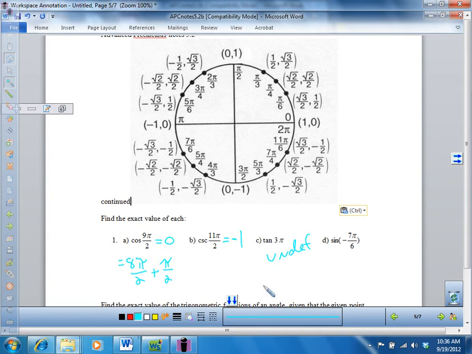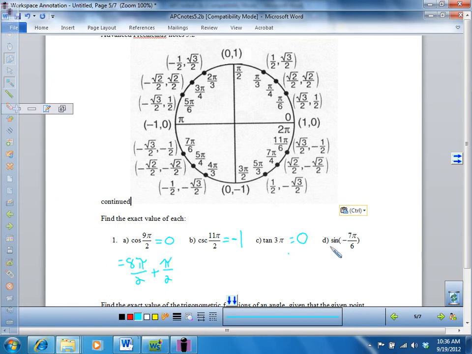Yes? I know it's confusing. You have to... Why? No, because it's... Oh, sorry. You're right, I'm wrong. I was thinking cotangent. Y over x, that should be 0. That was wrong. Okay? That should be 0.